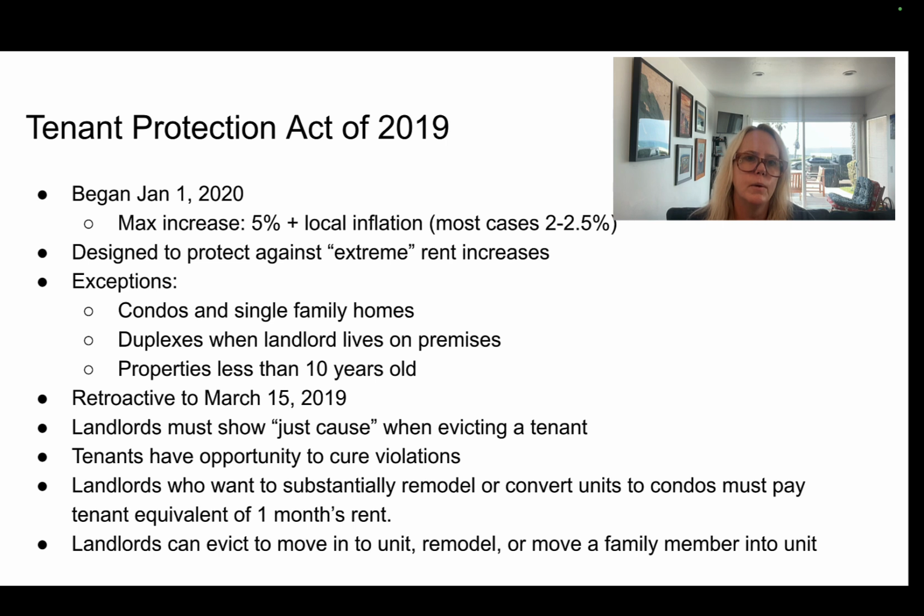In California, we have a special piece of legislation, which is referred to as the Tenant Protection Act of 2019. It began January 1st of 2020, but was retroactive to March 15th of 2019 to prohibit landlords from making anticipatory changes in terms of rent, living conditions, things like that. So in California, the max increase in rent from year to year is 5% plus the local inflation rate. So in most cases, that's about 2 to 2.5%.